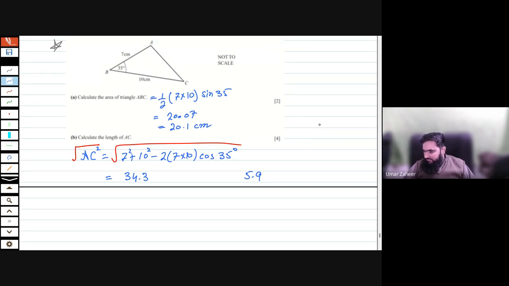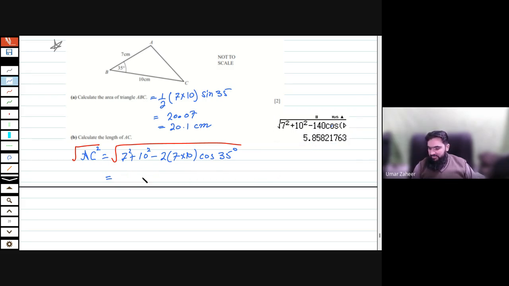I will check by myself. 7 square plus 10 square minus 2, 7 times 10, 70, 140, 140 cos 35. Working close. Yeah, 5.85. The final answer is 5.85. I think you did not take the square root. That's why you are getting the wrong answer. The final answer is 5.8, and this 5 will become 6 centimeters. Yes, I know it is clear.